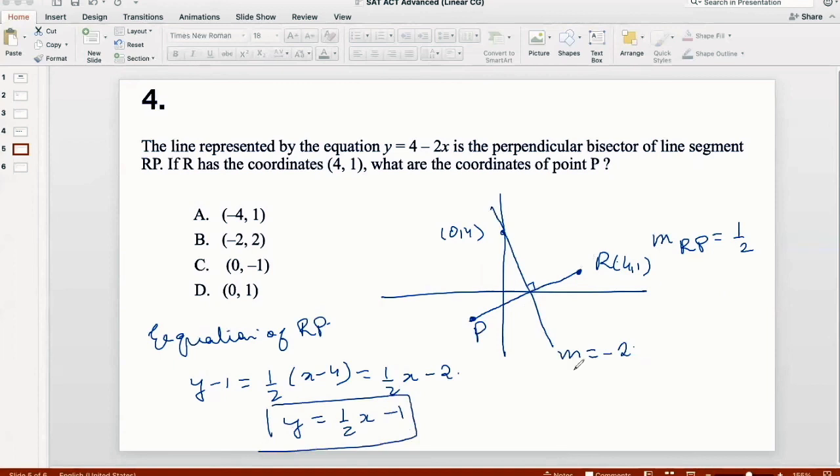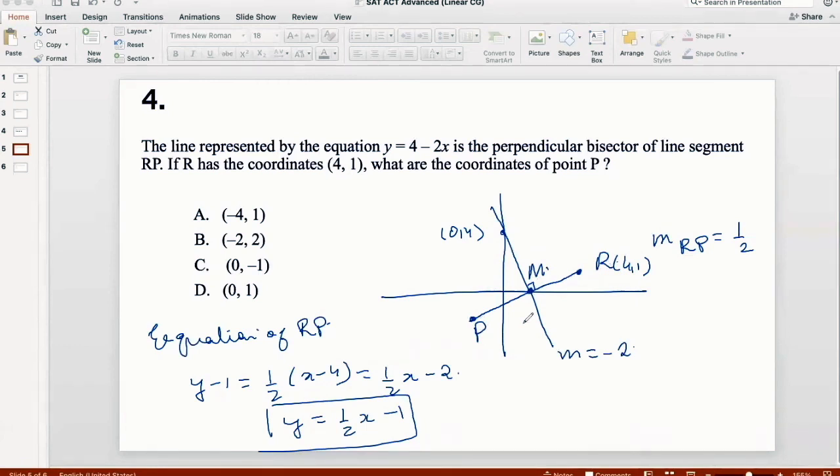We already know the equation of this line, so we can find the intersection point. And since this line is the perpendicular bisector of RP, this intersection point would be the midpoint of RP. So let's say this is M. So M would be the midpoint of RP. So once we know M and we know R, we can find P using the midpoint formula.